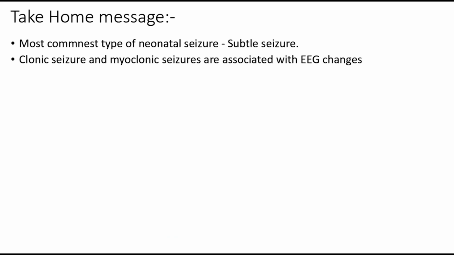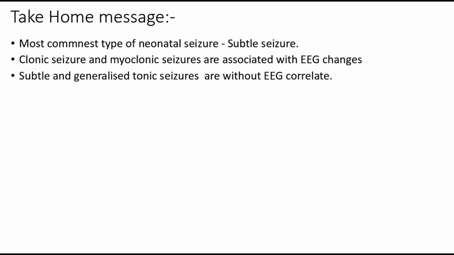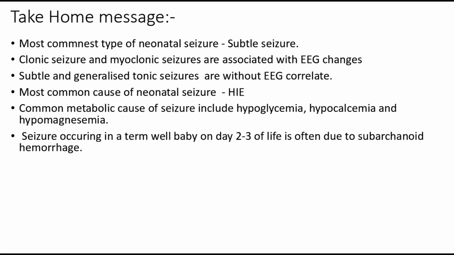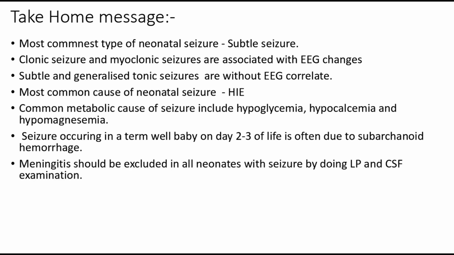Take home message. The most common type of neonatal seizure is subtle seizure. Clonic seizure and myoclonic seizure are associated with EEG changes. Subtle and generalized tonic seizures are without EEG correlate, and if specifically asked, generalized tonic seizures are without EEG correlation, non-epileptic seizures. The most common cause of neonatal seizure is HIE. Common metabolic causes of seizure include hypoglycemia, hypocalcemia, hypomagnesemia. Seizure occurring in a term well baby on day 2 to 3 of life is often due to subarachnoid hemorrhage.